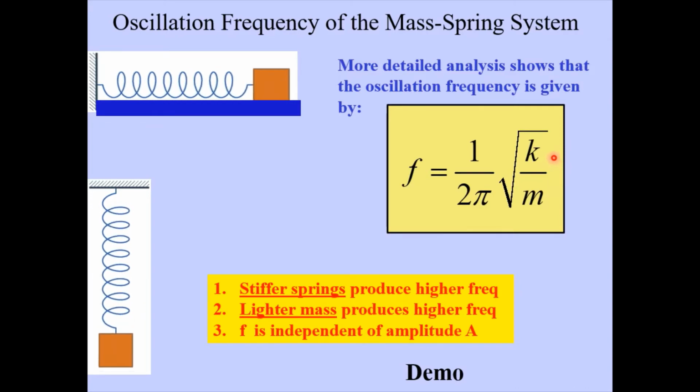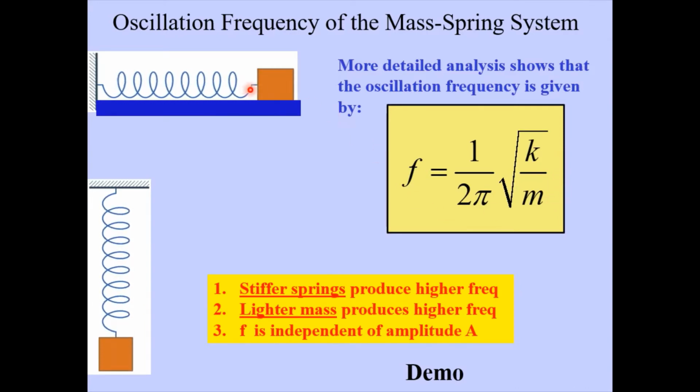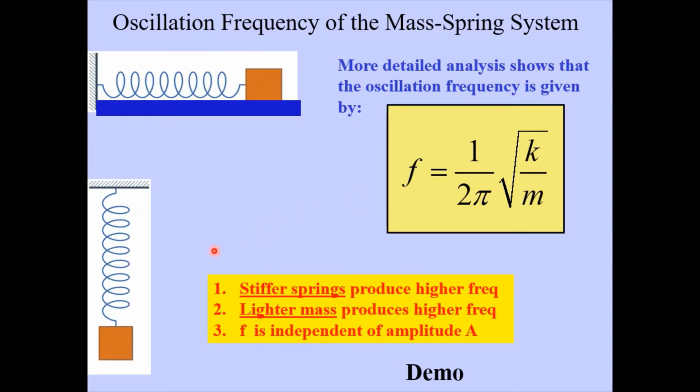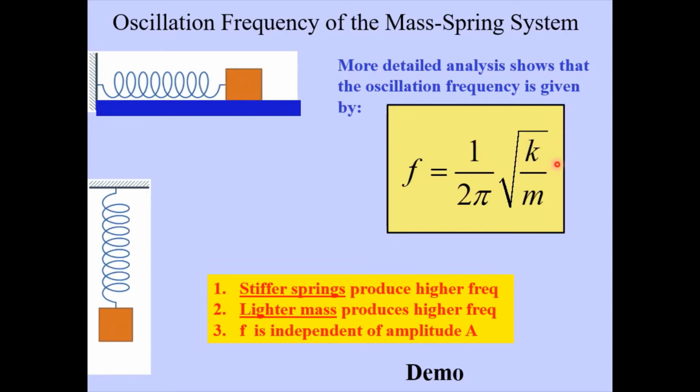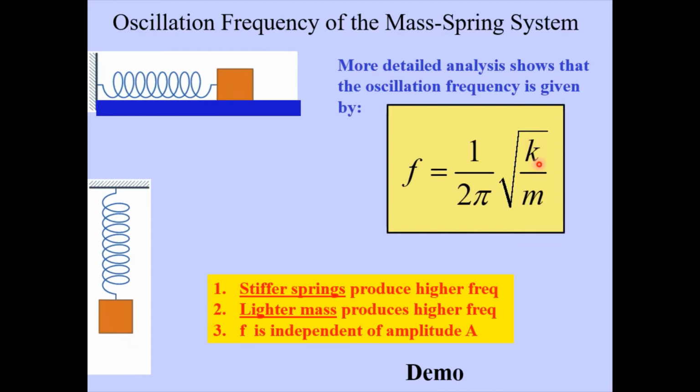Now, what is k? Well, k is the spring constant, and m is the mass of this block that's on the end of the spring. So what this tells us are a couple things. First of all, stiffer springs produce higher frequencies. Notice that k is up here in the numerator. So if k is larger, meaning a stiffer spring, that means f will be larger. That means it'll have a higher frequency.